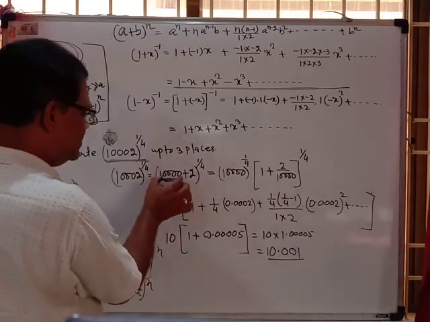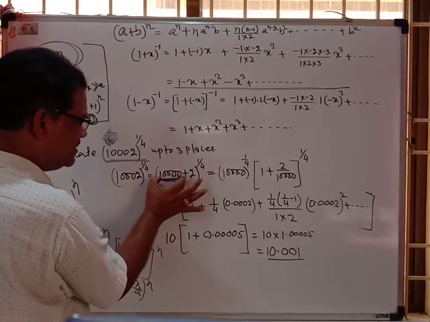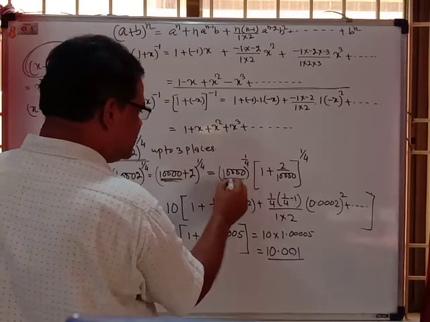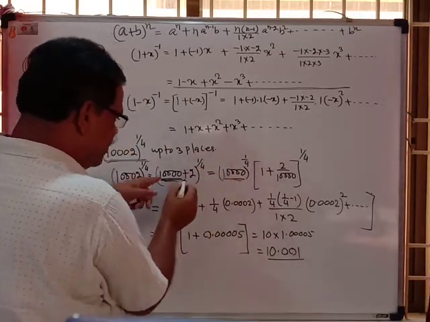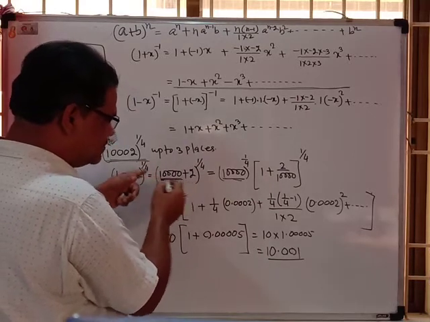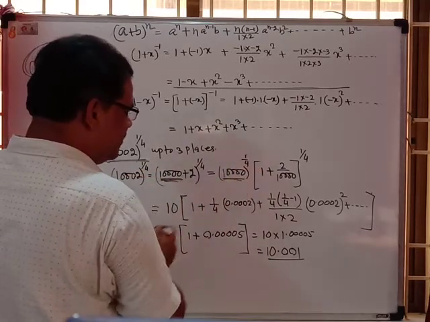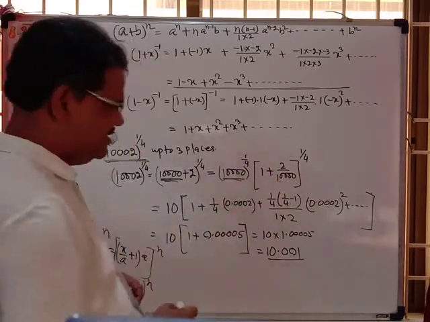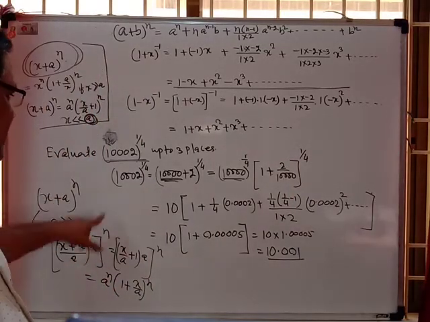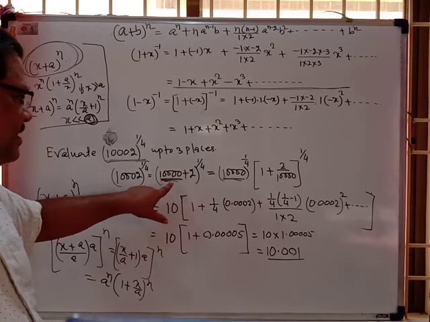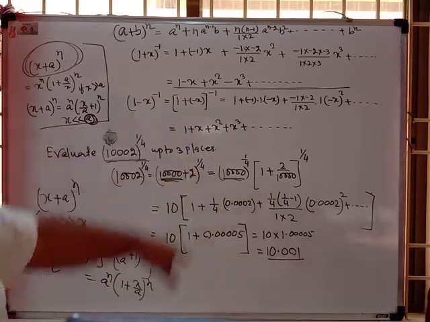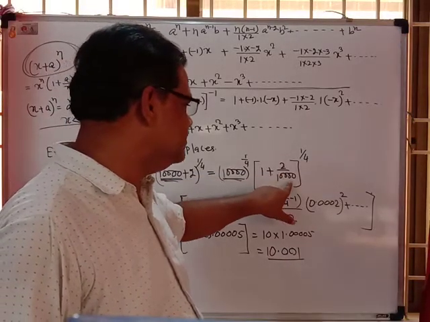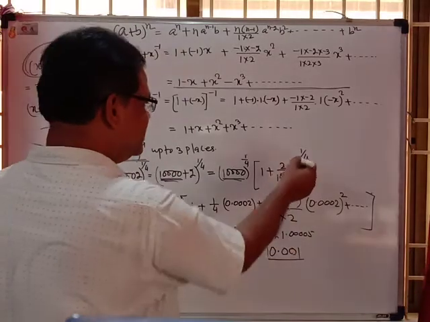You are finding that this quantity is bigger than this one, so I am taking 10,000 out. If 10,000 is taken out, then 10,000 to the power 1 by 4 will come out, because the power applies to the whole bracket. Inside the bracket the part is 1 plus 2 upon 10,000. I am arranging it in this manner because of 10,000 plus 2, so 10,000 to the power 1 by 4 is taken out, and the inside part is just 1 plus 2 upon 10,000, with the power 1 by 4.